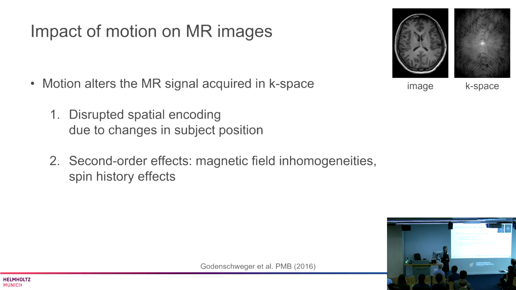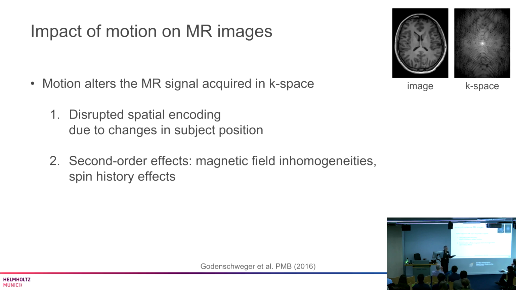So I want to really look at the impact of MR motion. There's also a limitation maybe of reconstruction and deep learning, but it's just a general problem of the subjects that we are scanning. The problem is if you move in MRI, it alters the position of the MR signal acquired in K-space. So we have a disrupted spatial encoding due to these positional changes, and that induces all these second order effects. So we've got magnetic field inhomogeneity, spin history effect, we've got multiple coils we have to worry about.